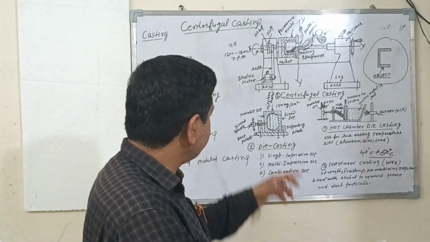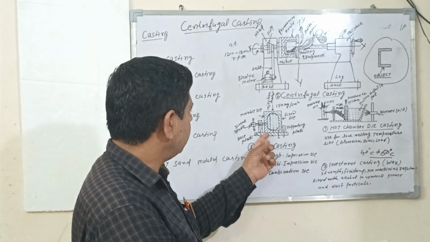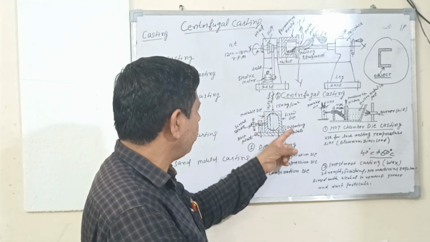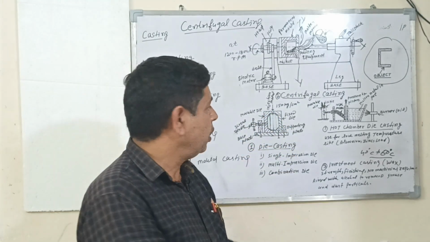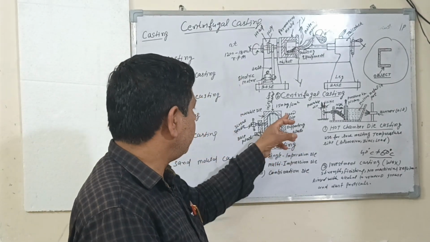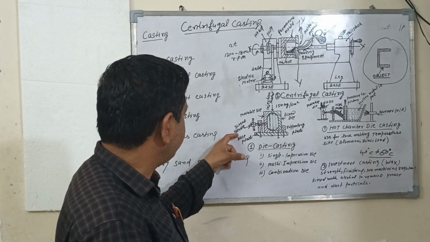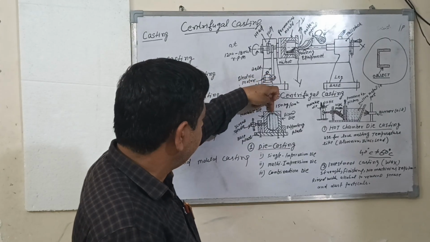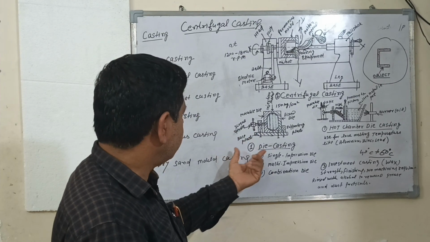So die casting, you can see this figure. This is a base plate. This is a guide plate. This is a fixed die. This is a movable die supporting plate. Die casting is made of two parts. This is a fixed die and this is a movable die. The die is opened with the help of this screw spindle. The molten metal is injected from the top to fill up this cavity. This is a die casting.